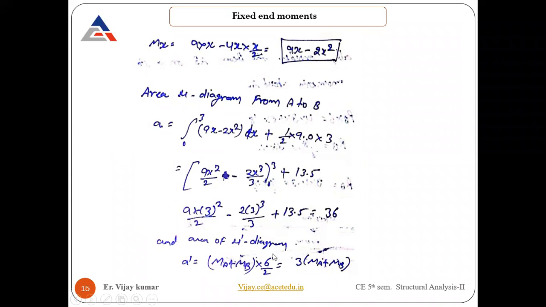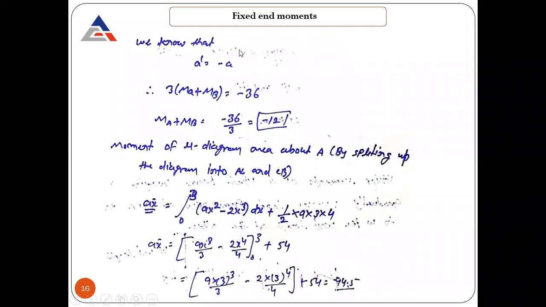Now the area of the Mu dash diagram, meaning the bending moment. Again, it's a trapezium, so it is nothing but the summation of the parallel sides into the length by half. Fine. So MA plus MB into L by 2, where L by 2 is 6 by 2 only. So 3 into MA plus MB. Now equate those. We know that A dash is equal to minus A, which means the sum of these moment areas should be equal to 0.